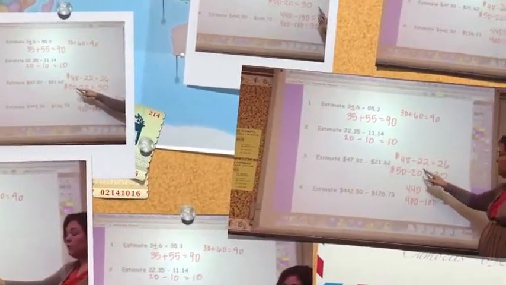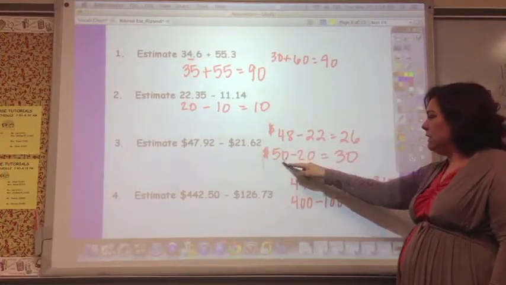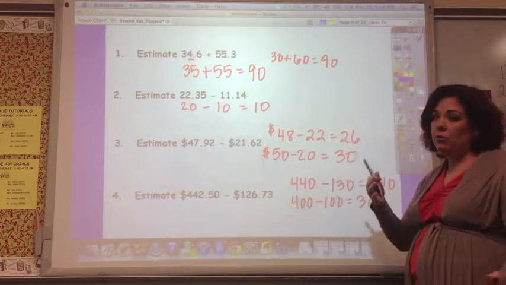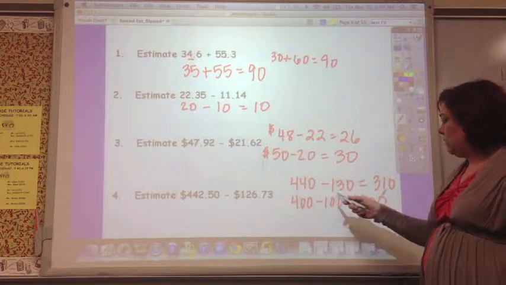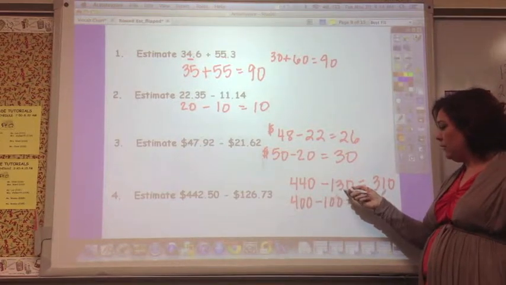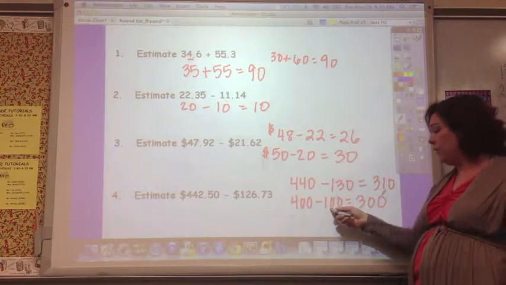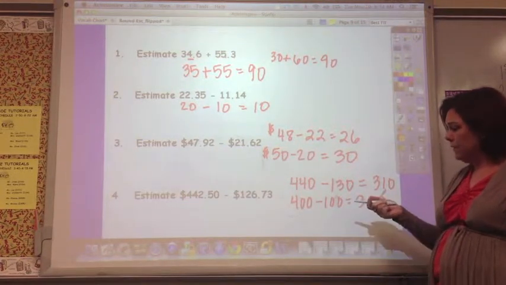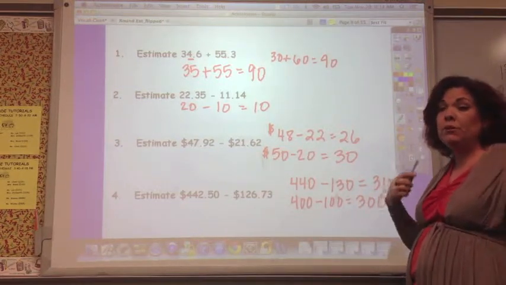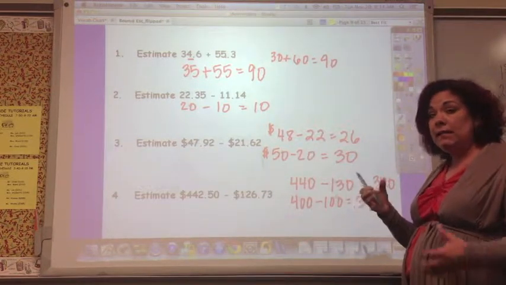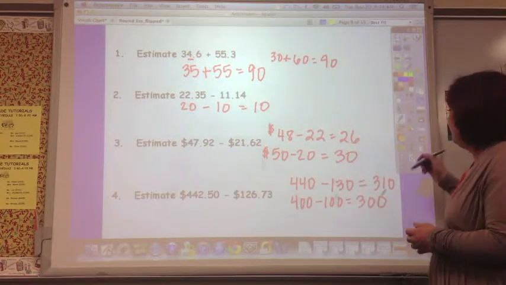So if you did it to the nearest dollar, you'd get $26. If you did it to the nearest $10, you'd get 30, which 26 and 30 are still pretty close together. If you do to the nearest $10 on this one, you get 310. If you do it to the nearest $100, you get 300. So a lot of easy math going on. Like I said, you should be able to do these in your head because these are the kinds of decisions you make whenever you go out to buy something.